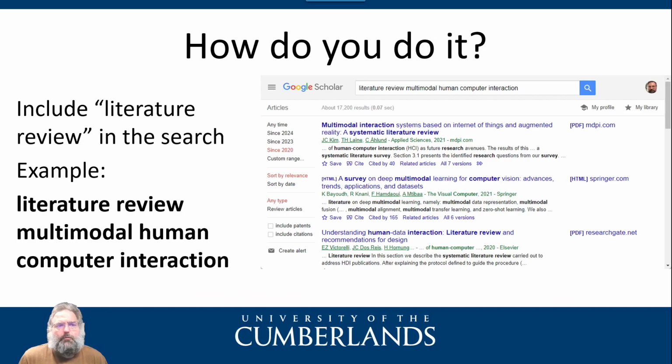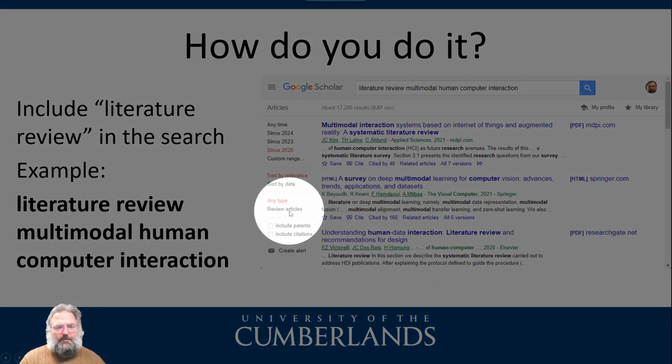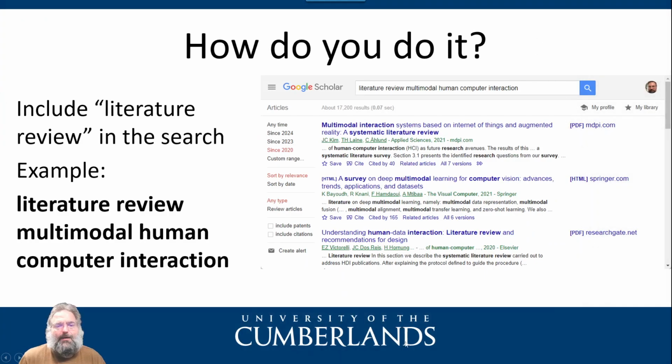Well, to find literature reviews, you want to include the words literature review sometimes in your search. And there's also inside of Google Scholar now, this nice little section here that says review articles as the type that you're interested in. Guess what that is? That's essentially literature review articles. So they're important enough that they have their own sort of filtering criteria, right? So pretty cool stuff, right?